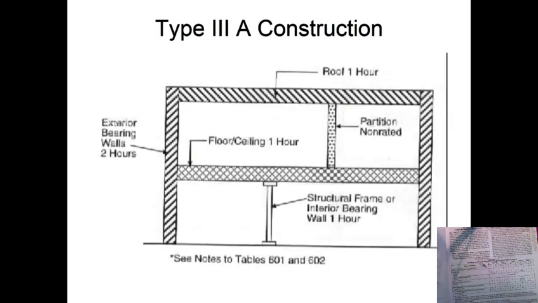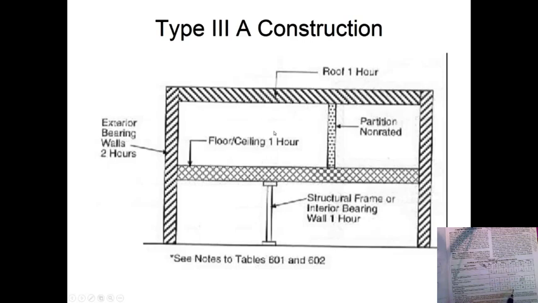So let's look at type 3. So if you look at type 3A, you see the exterior, of course, is 2 hours. Interior, of course, structural is 1. Non-bearing is 0. Floor construction is 1. And then your roof is 1.